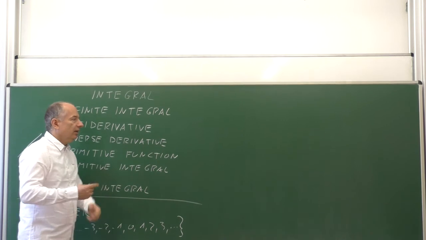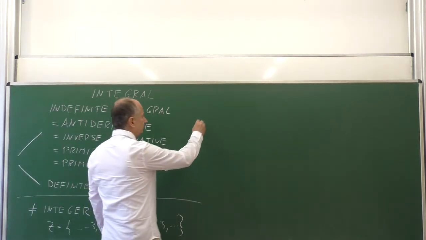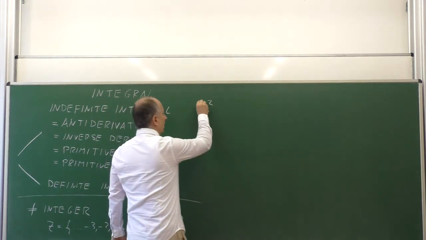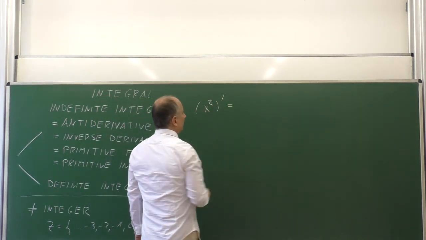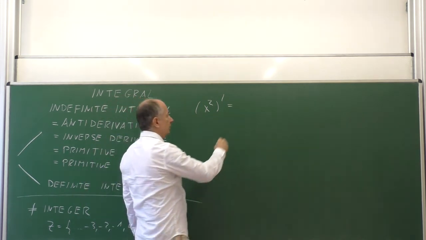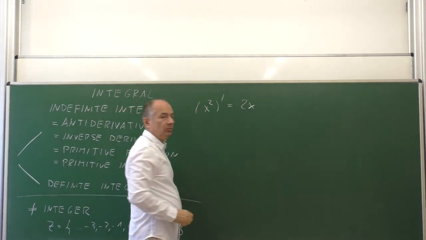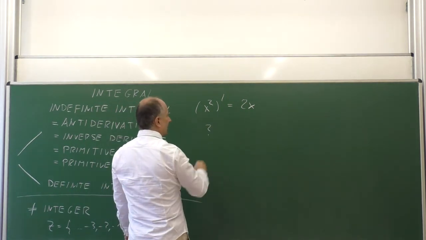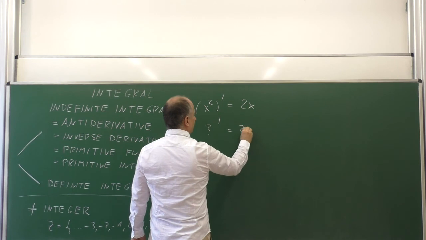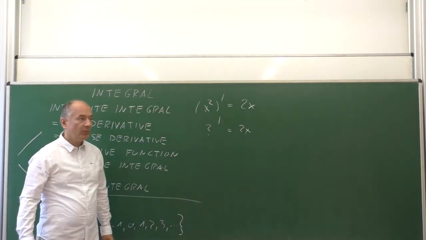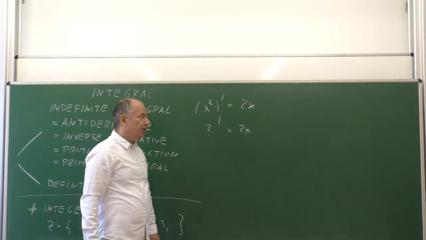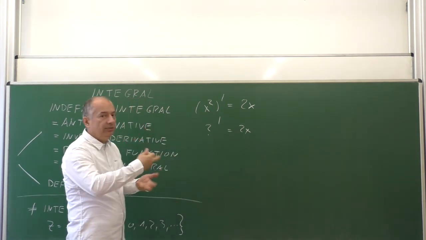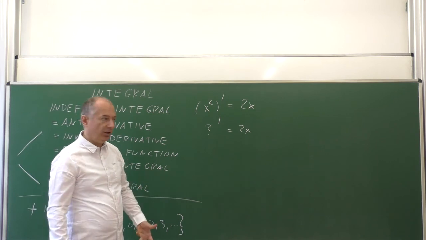Okay, so let's start with some simple example. Imagine the function x squared, and we know how to differentiate. The derivative of x squared is 2x. And now the question is, what is the function such that its derivative is 2x? And this is called the indefinite integral, namely antiderivative. That means the inverse of the operation of differentiation.